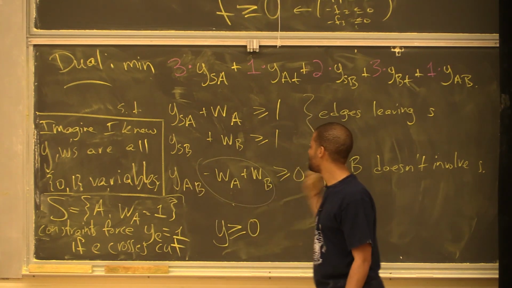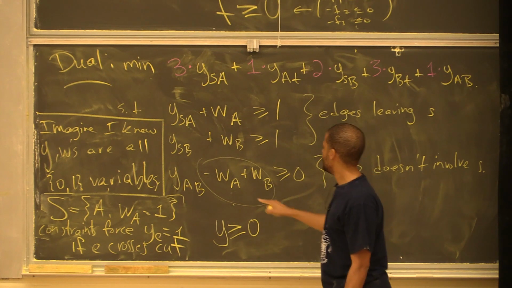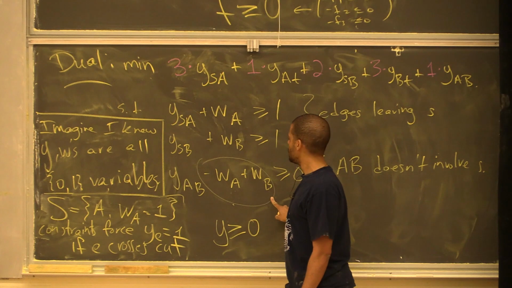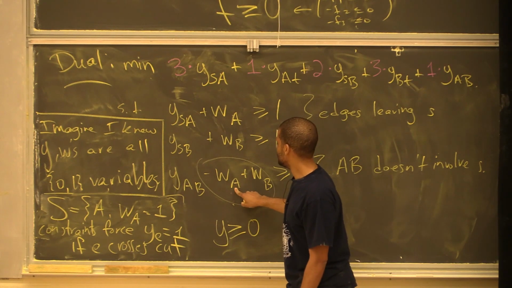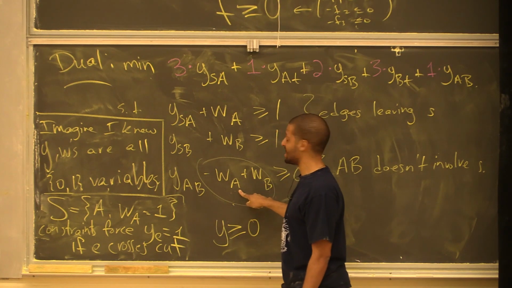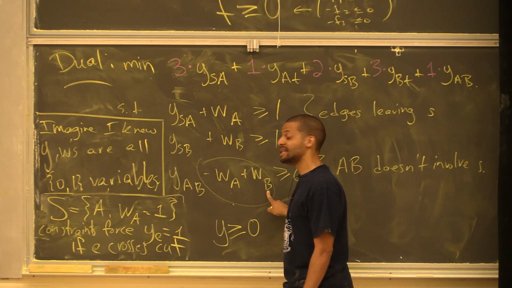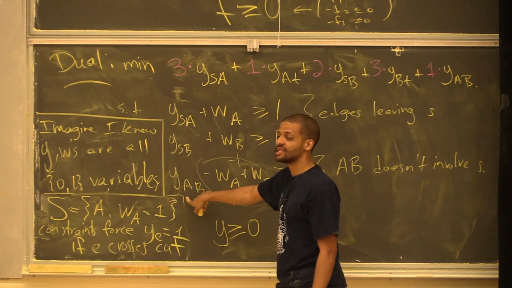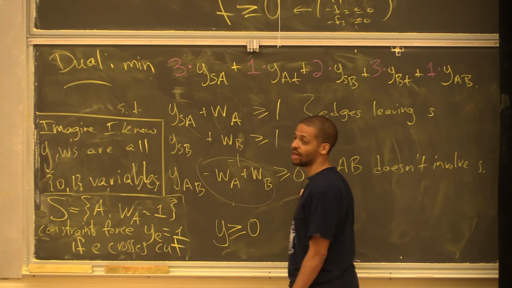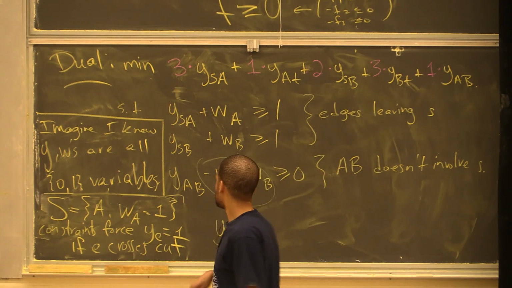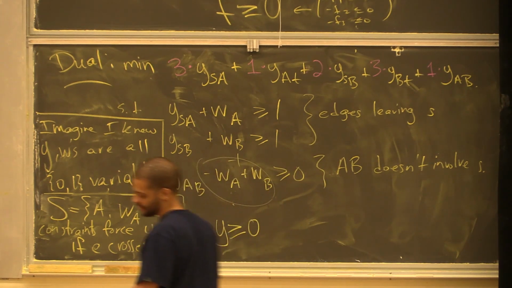The only case where I'm forced to set this to be 1 is when WA is 1 and WB is 0, which means A is on the S side of the cut, and B is on the T side of the cut. Then this would be minus 1, and I am forced to set YAB to be 1 to make this non-negative. Okay. So this captures min cut.